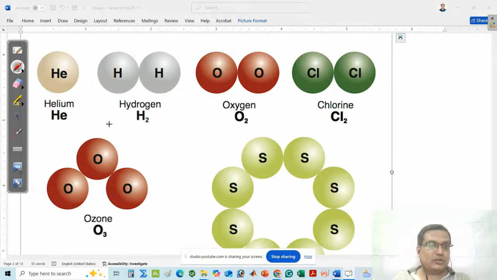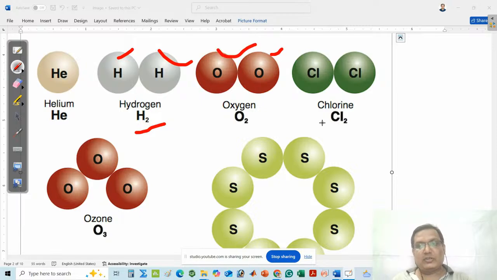Hydrogen also belongs to homoatomic molecules. Here two atoms are present, so that is said to be a diatomic molecule. Oxygen is also said to be a diatomic molecule. Chlorine is also said to be a diatomic molecule. But if you think about ozone, ozone has three atoms. So you can say that ozone is a triatomic molecule.